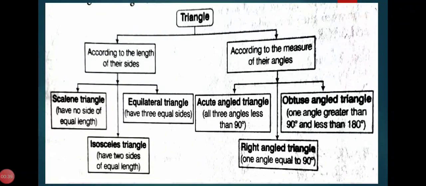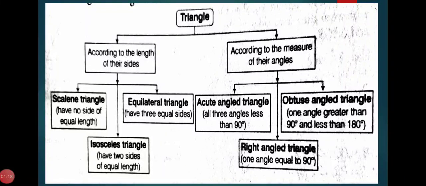Now, 3 types of triangles are divided according to the length of the sides, and another 3 types are divided according to the measure of the angles. According to the length of the sides, the 3 triangles are scalene triangle, means a triangle which has no side of equal length; equilateral triangle, that is a triangle which has all the 3 sides equal; and isosceles triangle, means a triangle which has 2 sides of equal length.